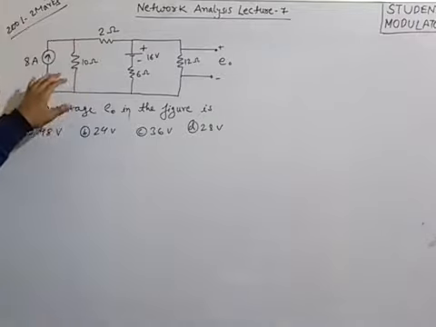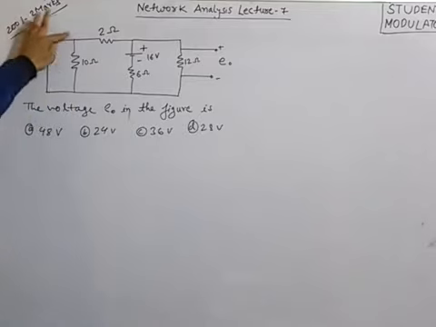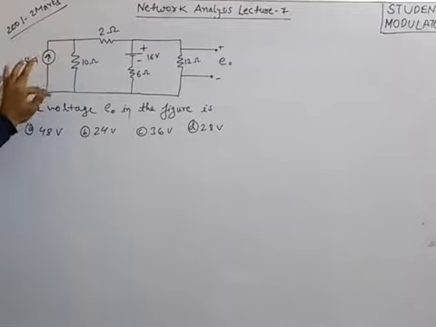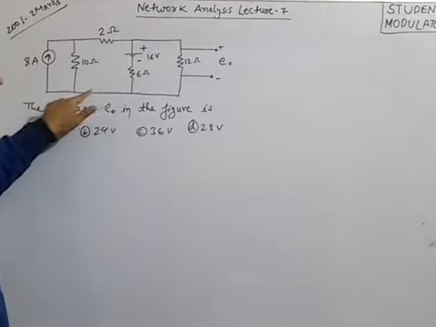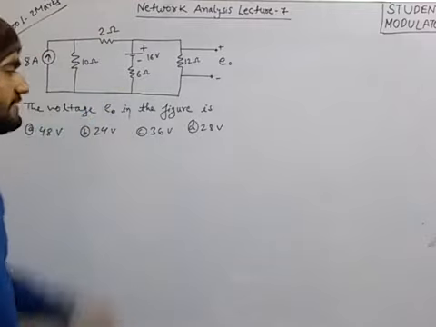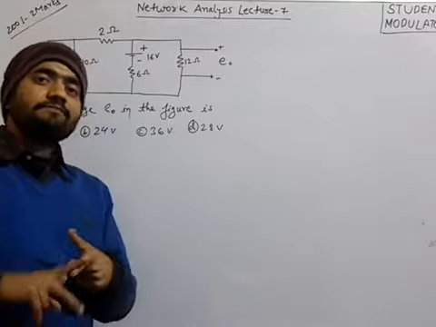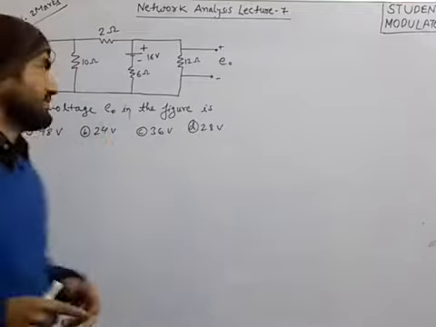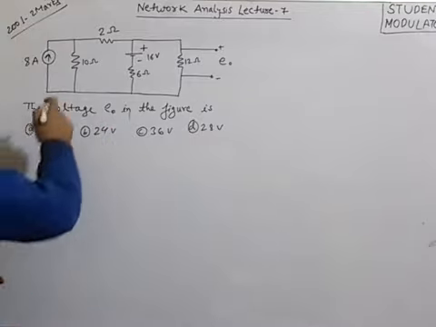Here we can easily see that in this loop there is no inner loop inside, so it can be considered as a mesh. Again, this can be considered as a mesh, and this can be considered as a mesh. The second step is to assign the current to each mesh.